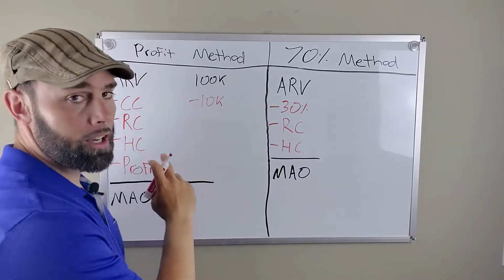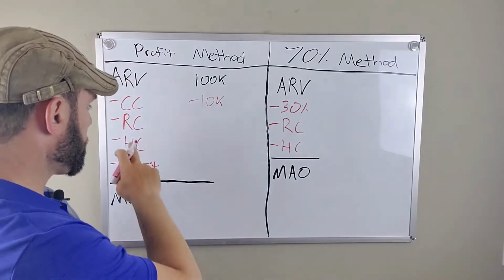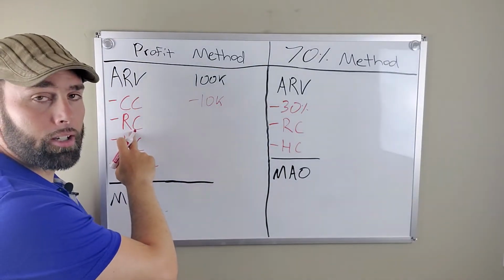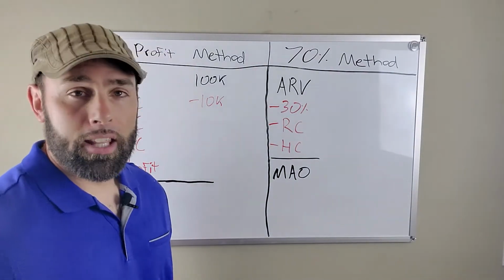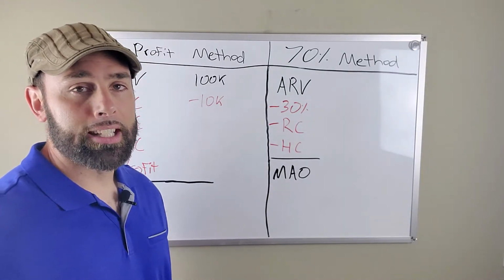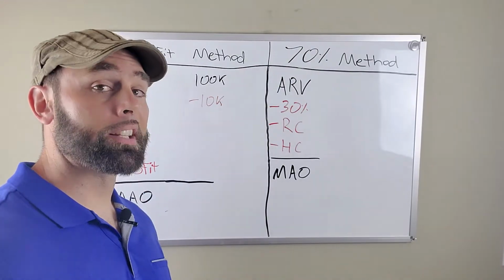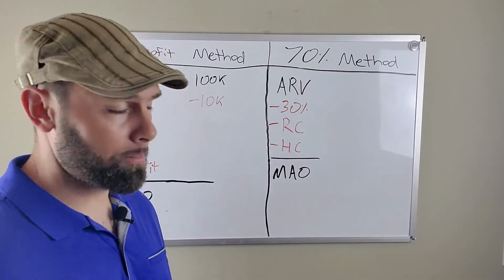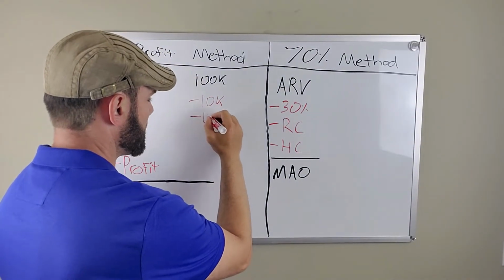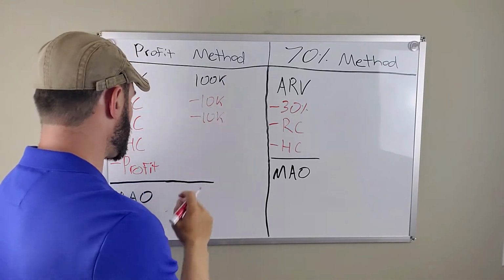The next number is your rehab cost, repair cost, okay? Let's say the house is generally in good condition, needs a little bit of paint, flooring, easy fix. We're gonna call it $10,000 repair cost, rehab cost, okay? So another 10,000 is gonna be subtracted from my 100K.